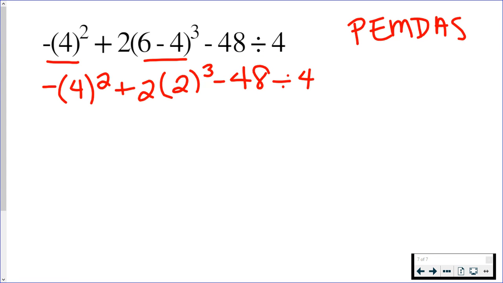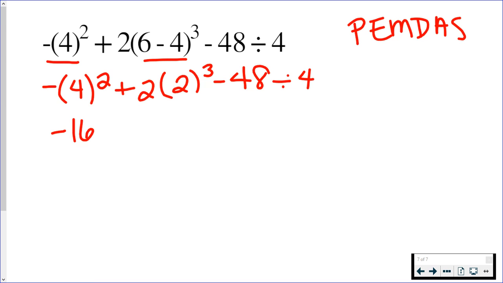So I am not even dealing with that negative sign in front of the 4 squared yet. That's just going to come down with me into the next step. So I'm just doing 4 squared, which is 16. And I'm just bringing the negative down with it.